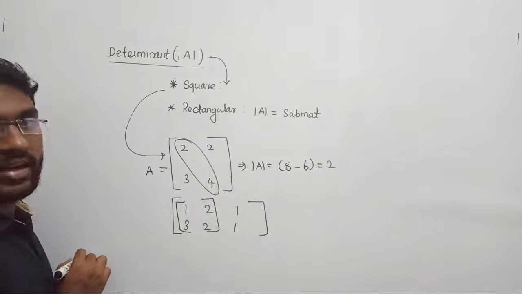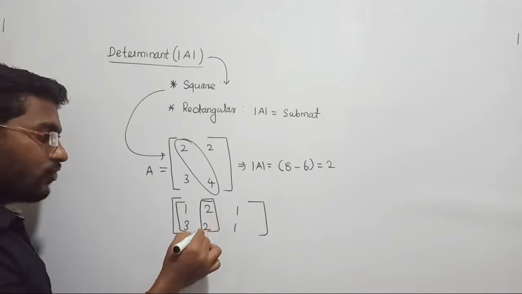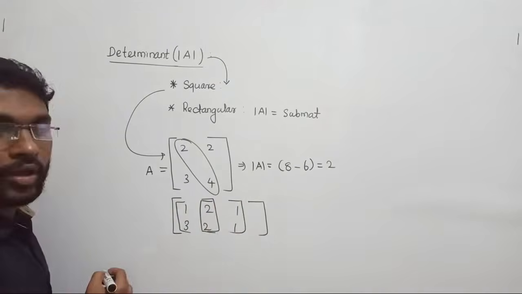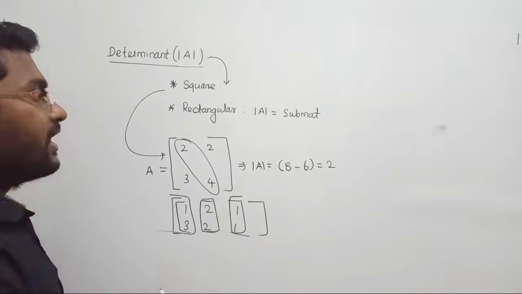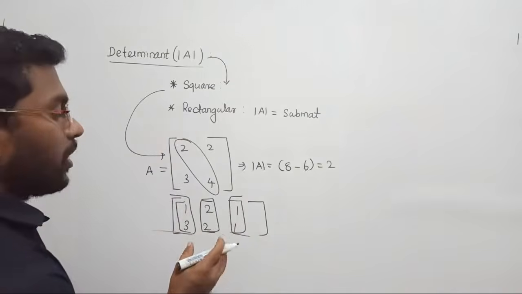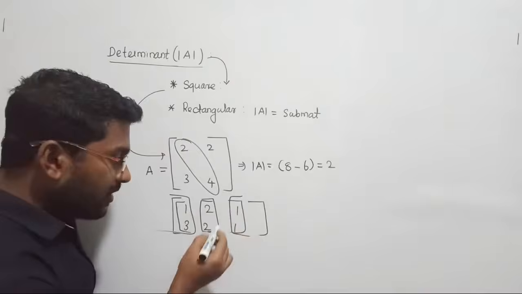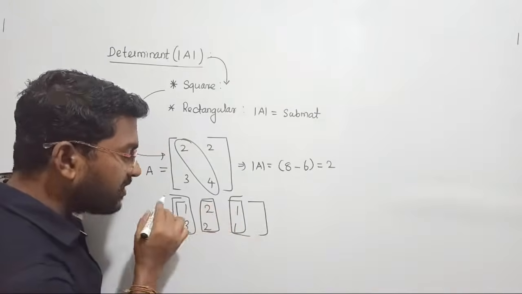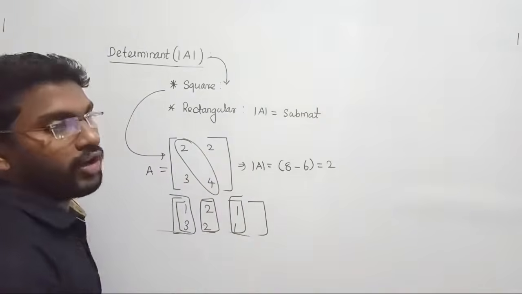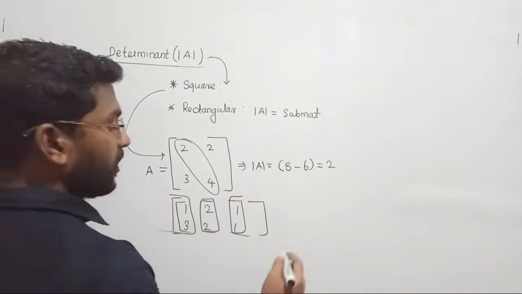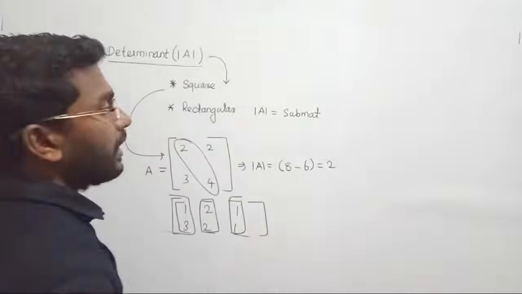You can find the determinant for this part, because even in a rectangular matrix, we can create a subsquare, that is, we can create a square inside the rectangular box. Then inside that square you can find the determinant, but the complete determinant cannot be found when we are looking at a rectangular matrix.